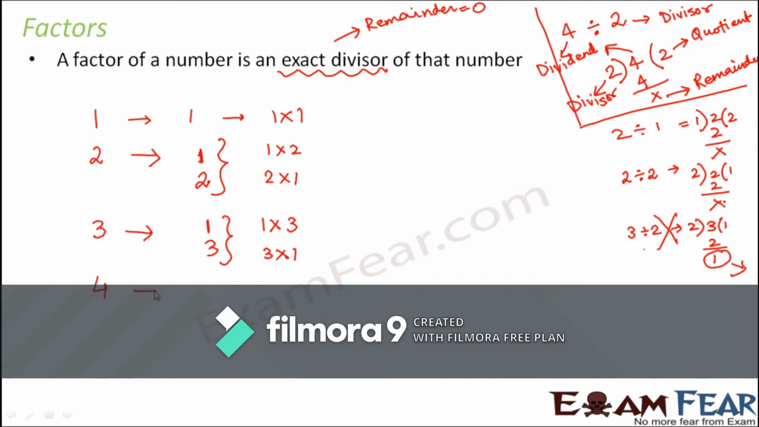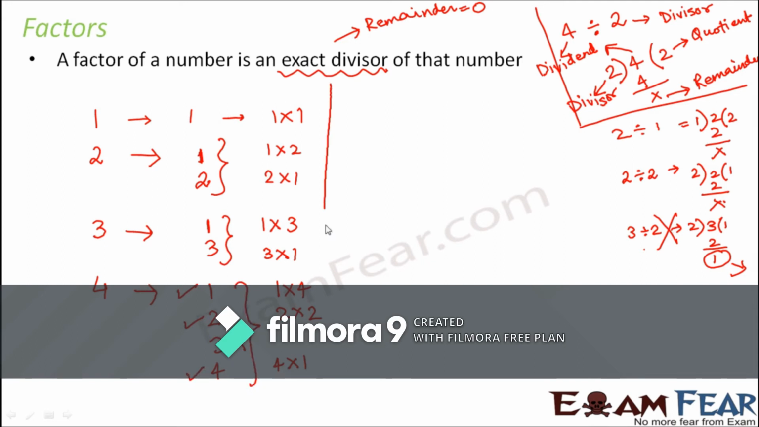Let's talk about 4. 4 is going to be a little different. In case of 4, 1 is a factor because 1 into 4 is 4. Do you think 2 is a factor? Yes, because 2 into 2 is 4. Do you think 3 is a factor? No, 3 is not a factor. What about 4? Is 4 a factor? Yes, because 4 into 1 is 4. So 1, 2 and 4 are the factors of 4.